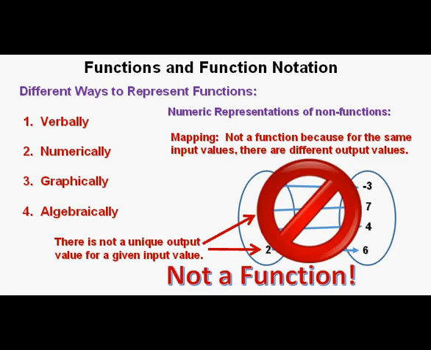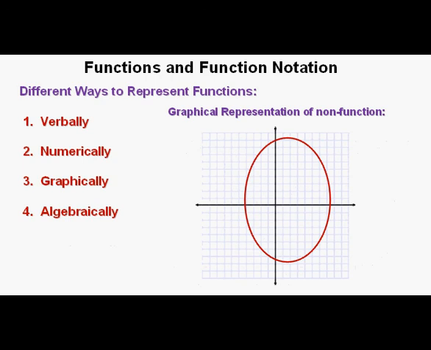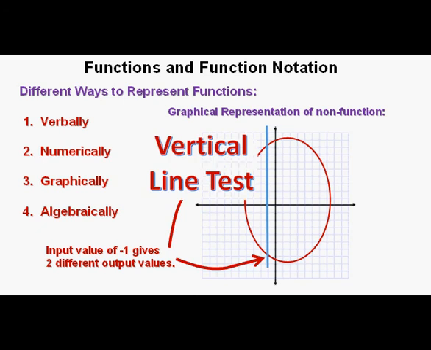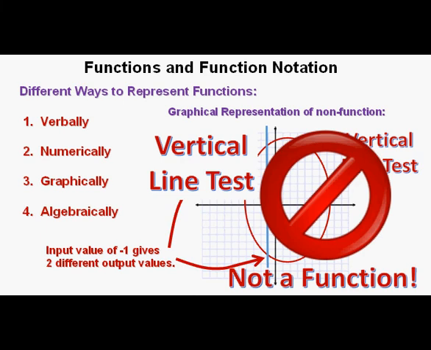Now we'll look at a graphical representation of a non-function. This graph is not a function because for some input values there are different output values. This blue line segment is vertical, and this is a use of what we call the vertical line test. The link to the right side of the screen takes you to my brief video lesson on using the vertical line test to determine if a relation is a function. The vertical line touches the relation more than once, so this relation is not a function.